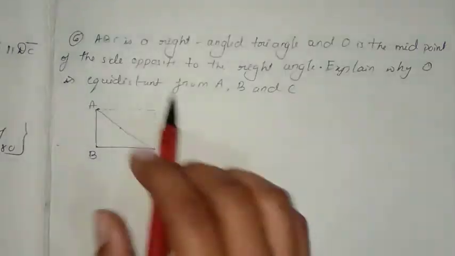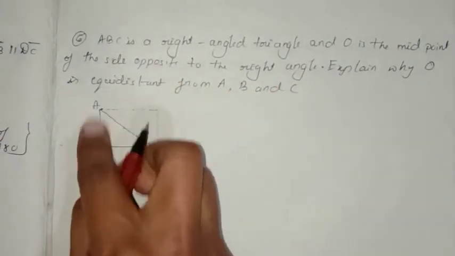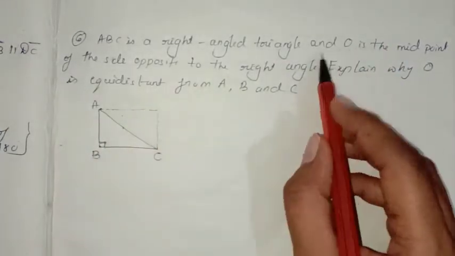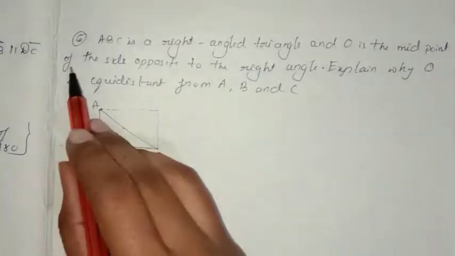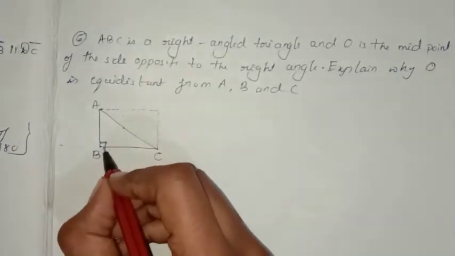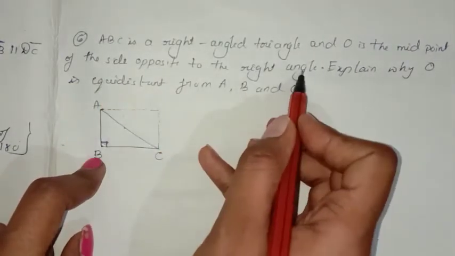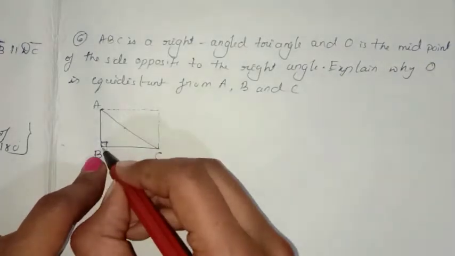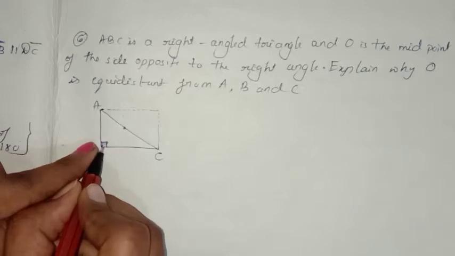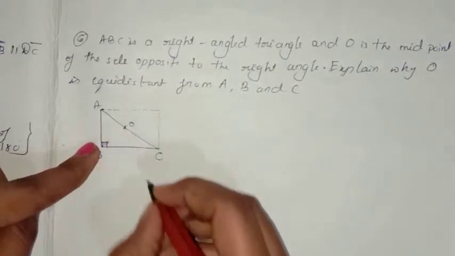The 6th question: ABC is a right angle triangle, which means it has a 90-degree formation. They have given a diagram also, and O is the midpoint of the side opposite to the right angle. So this is the 90-degree angle, the right angle. The side opposite to the right angle, O is the midpoint. That means this is the midpoint as it is opposite the 90 degrees. If you observe from here, this is the front side. So this is the midpoint O.